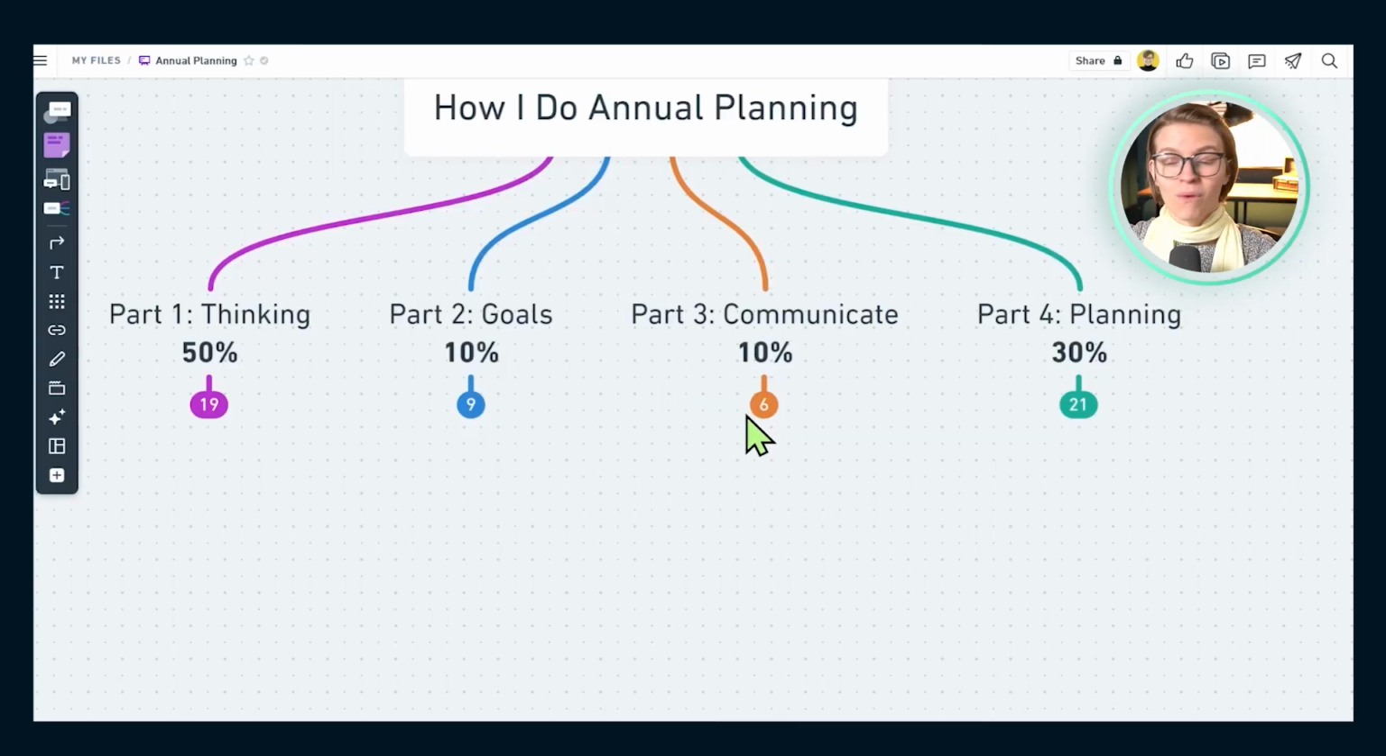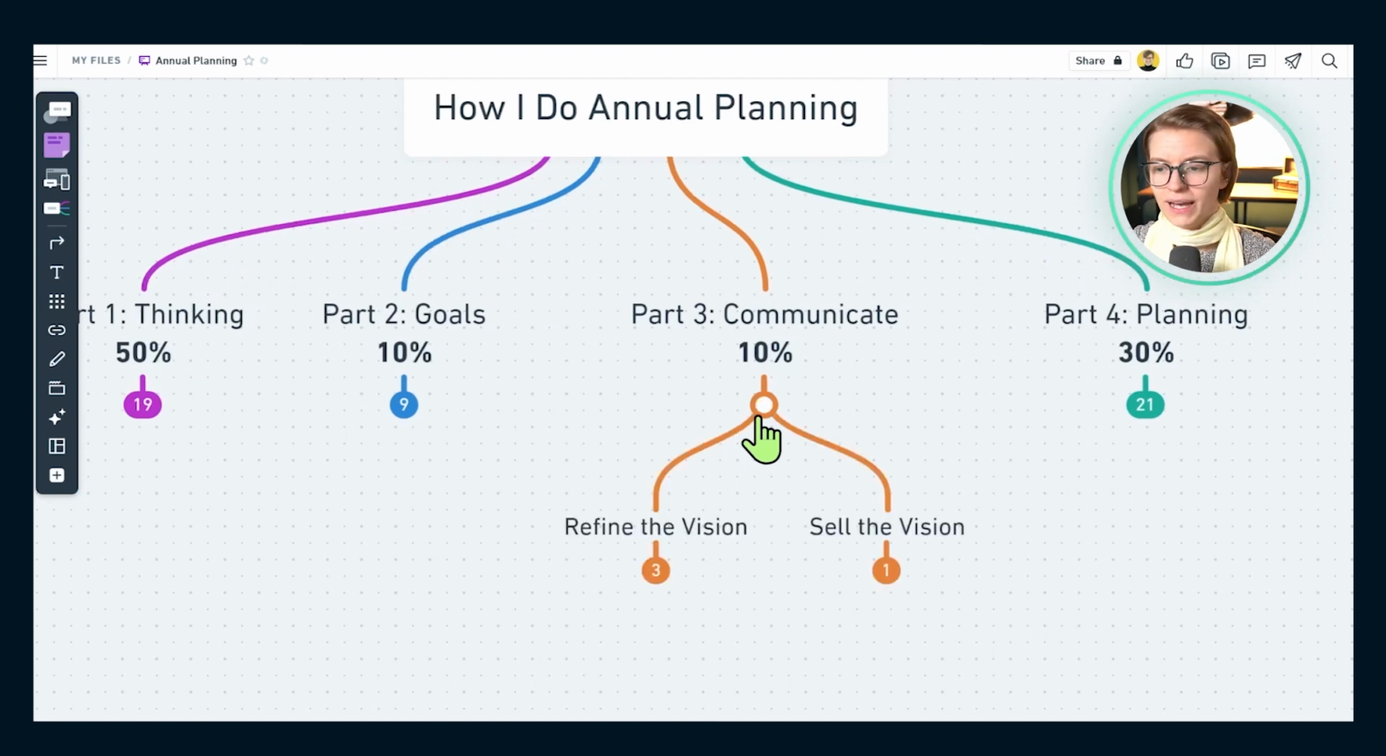But truly, I want people to disagree and poke holes, and I would expect the same if they asked me for feedback. So that's kind of what the communication phase is. The first part of this is defining and refining the vision.